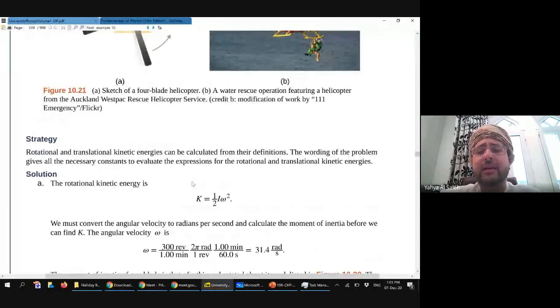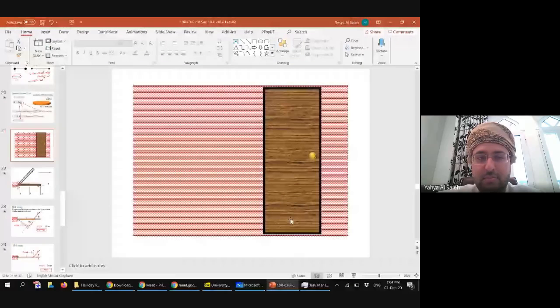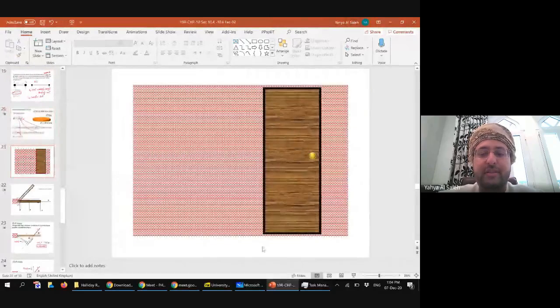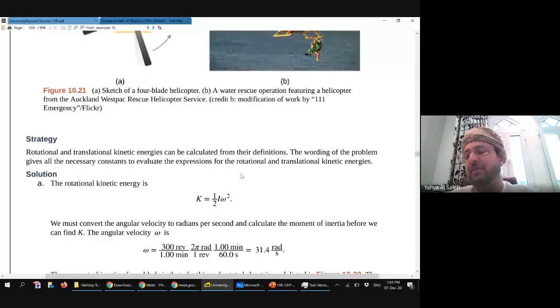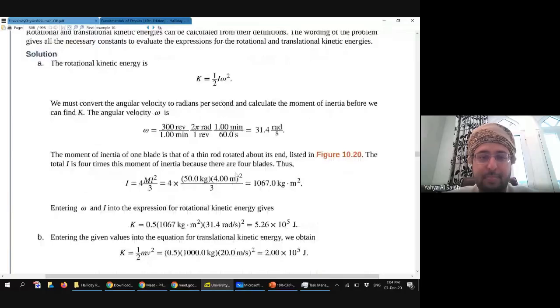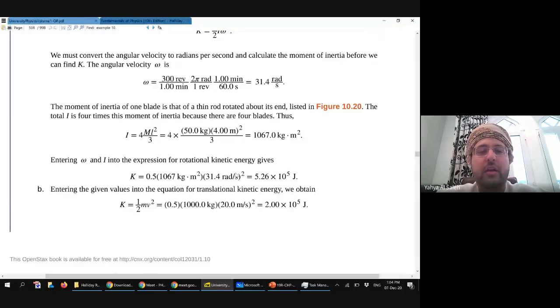Rotational energy, K equals half I omega squared. 300 RPM multiplied by 2 pi divided by 60, we get 31.4 radians per second. You can immediately tell this is a much, much slower system than the ones we had in the previous example. In the previous examples, we had times 10 to the 3 radians per second. Here we have basically just 30 radians per second. The moment of inertia of one blade is that of a thin rod rotated about its end.